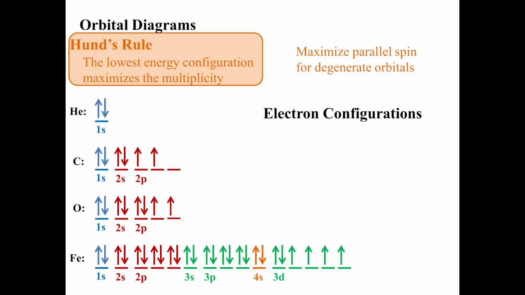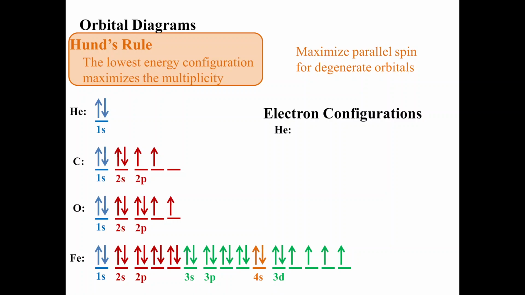So drawing these diagrams out can be a little tedious, and so there's a shorthand way of doing this, and this is called electron configurations. This is so you can just write out what the electron configuration is without having to draw a bunch of arrows and stuff. So both of them are pretty useful. This is just a little bit faster way to represent the same thing.